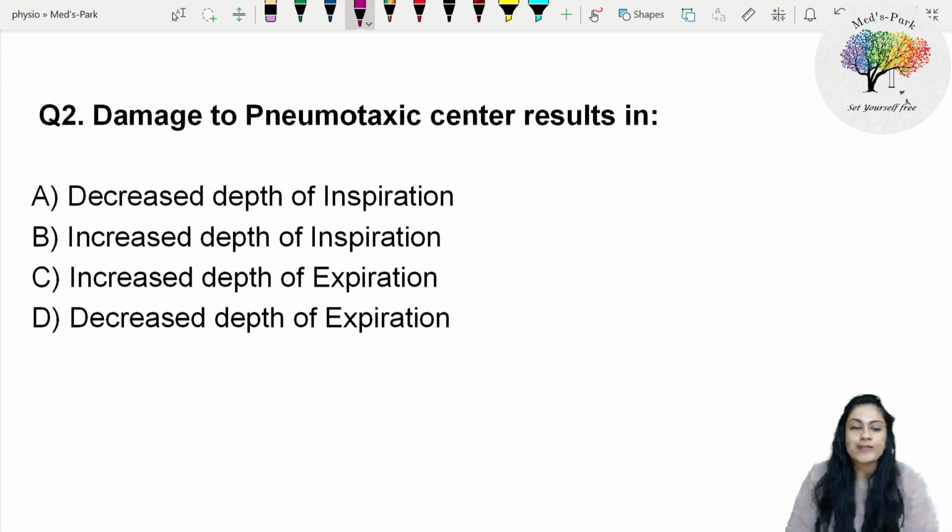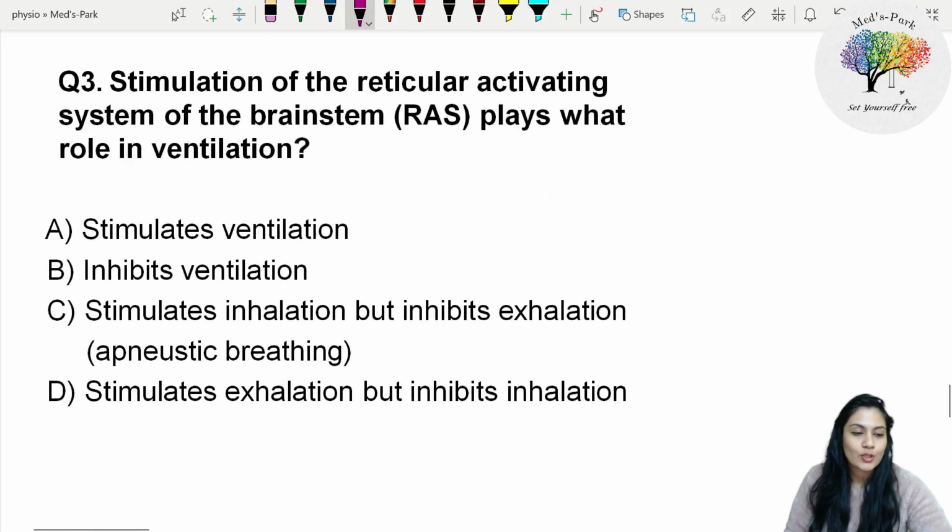Damage to the pneumotaxic center results in... They're asking about the pneumotaxic center. If it is damaged, what is going to happen? Decrease of inspiration, increased depth of inspiration, increased depth of expiration, or decreased depth of expiration. Let's move on to the third question.